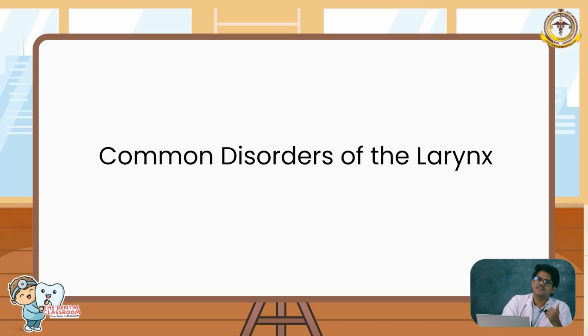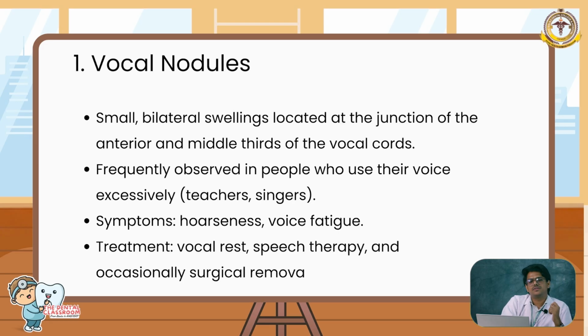Common disorders are again divided into benign as well as malignant. Some of the important benign disorders: vocal nodules, which are bilateral thickening at the junction of the anterior and middle third of the vocal cords, seen in professional voice singers. Symptoms are hoarseness as well as voice fatigue. Management is rest, speech therapy, and occasionally surgical excision.